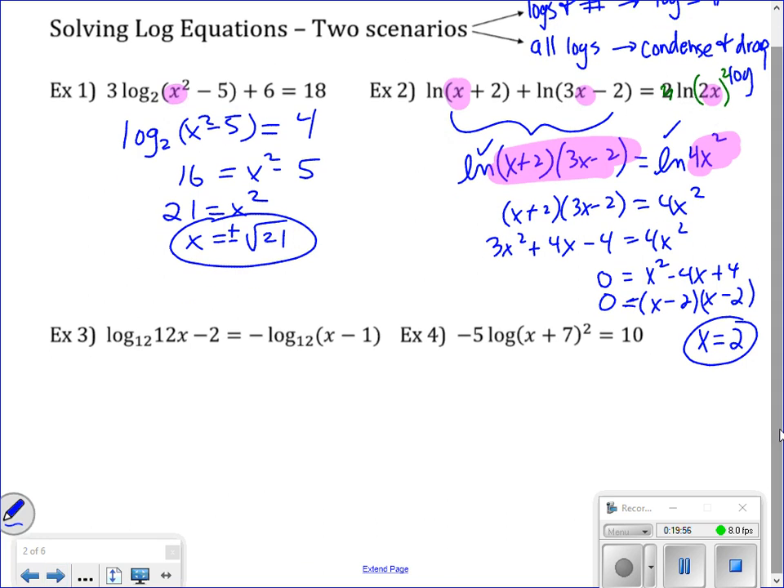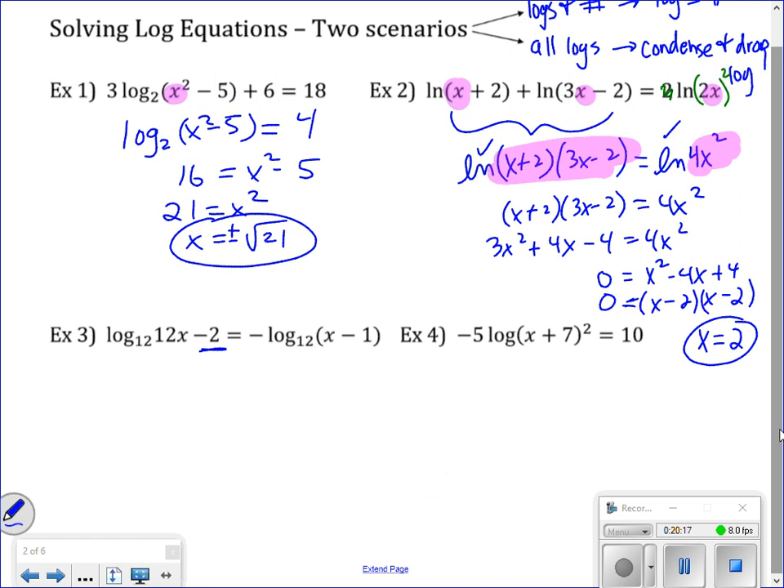What situation do you have? Do you have a number or do you have all logs? All logs but this guy. So it's important to see that guy right there. He's not with the 12x. He's after. If I wanted that to be log base 12 of (12x minus 2), I would have to put parentheses around it, right? So there's not. So that 2 is separate from him.